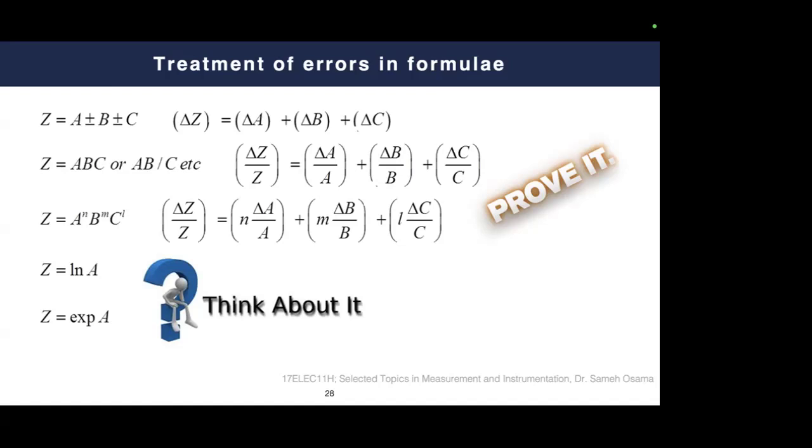And maybe you can try as a homework or a small quiz to investigate what if we have a log function, or what if we have an exponential function. So, for example, if Z equals exponential A, how can we calculate delta Z as an absolute error in terms of delta A and so on. So please try it, and I will be happy to receive your replies, maybe here in the comments on YouTube or via email if you wish.